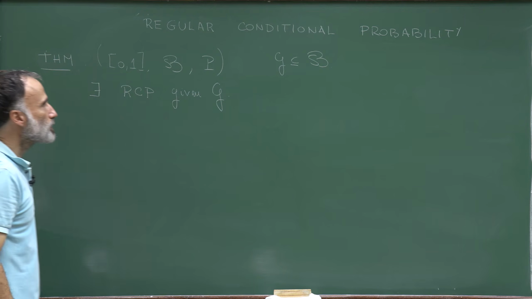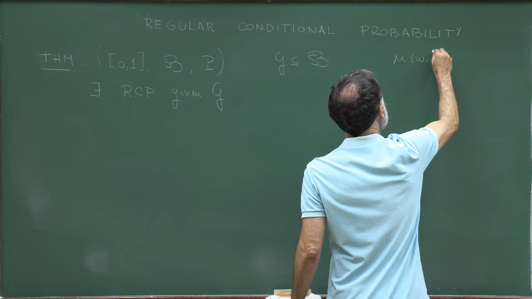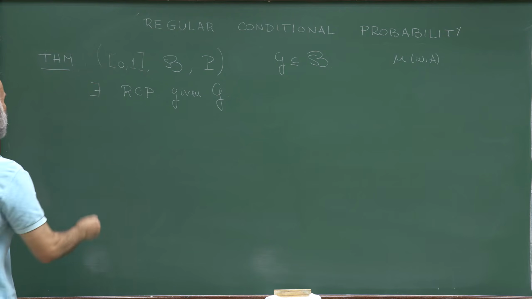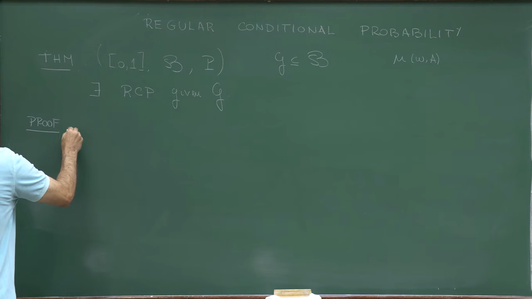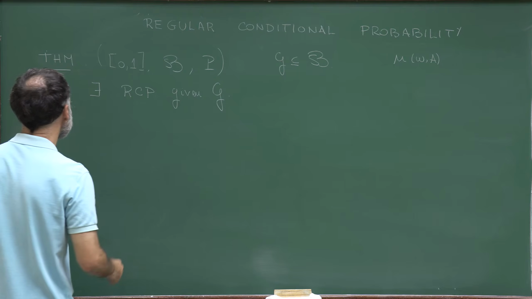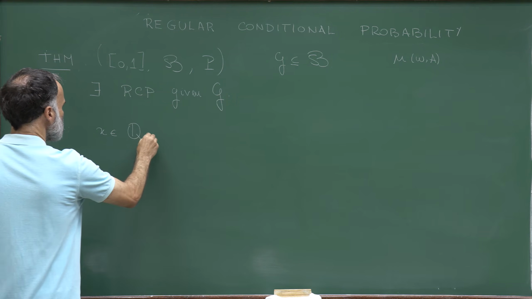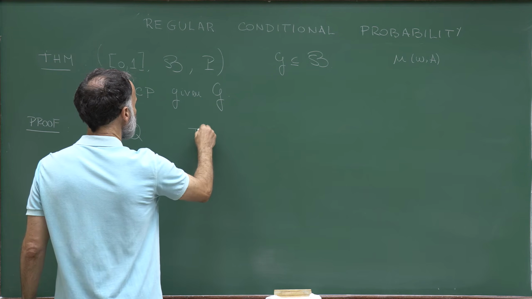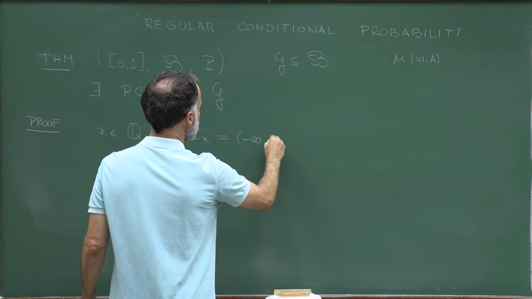So we will construct this function mu of omega, A with all the properties required. The proof is divided in several steps, as usual, and you'll see that the proof is not very difficult. So let me fix x, a rational number x, and let me denote by Ix the interval minus infinity, x.